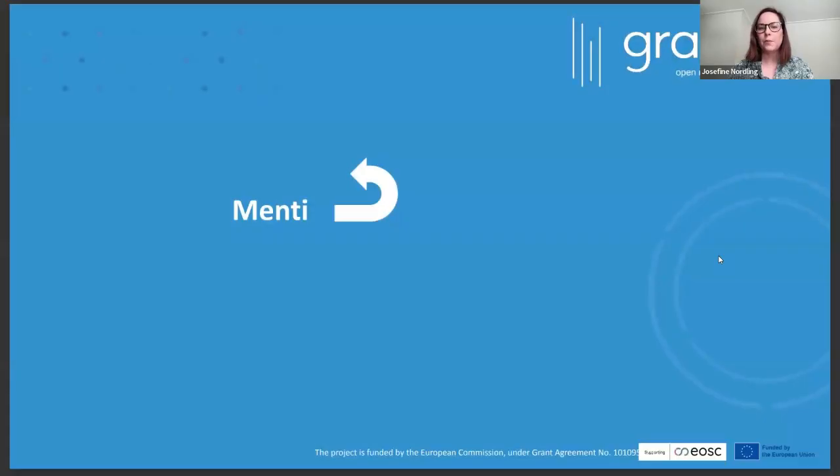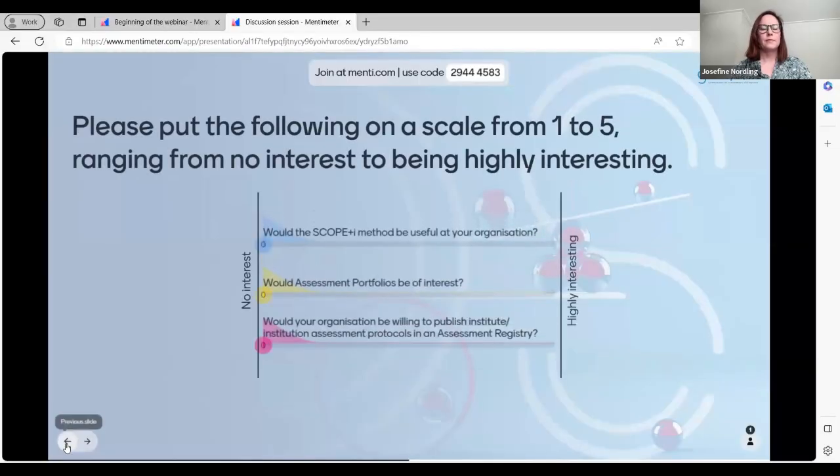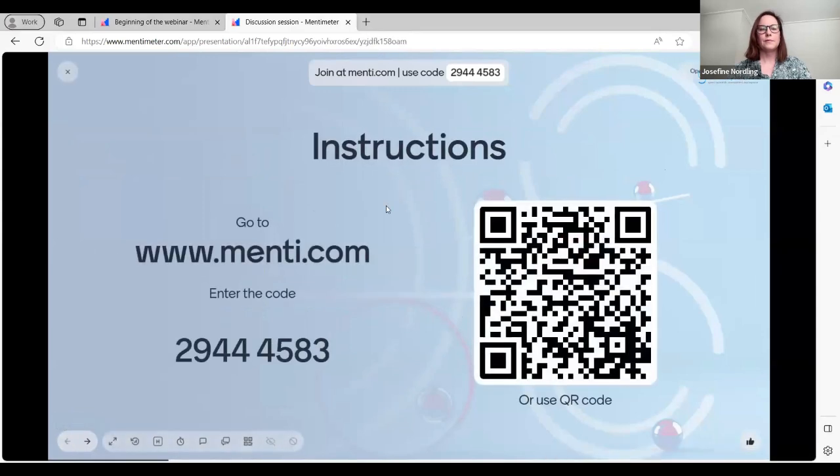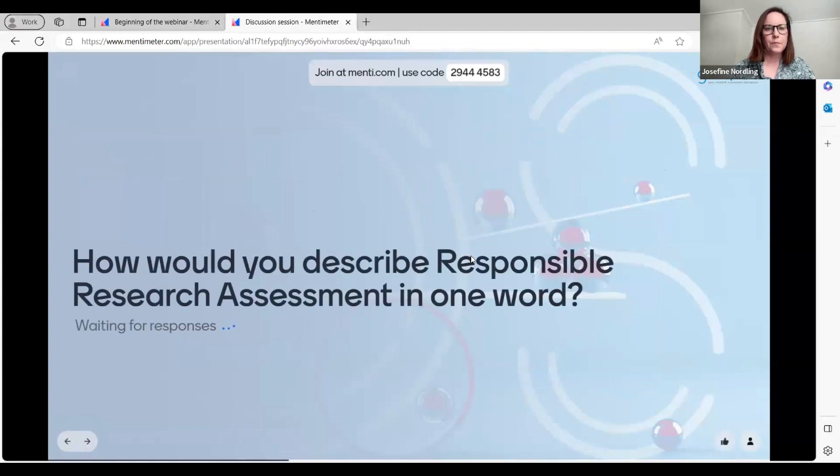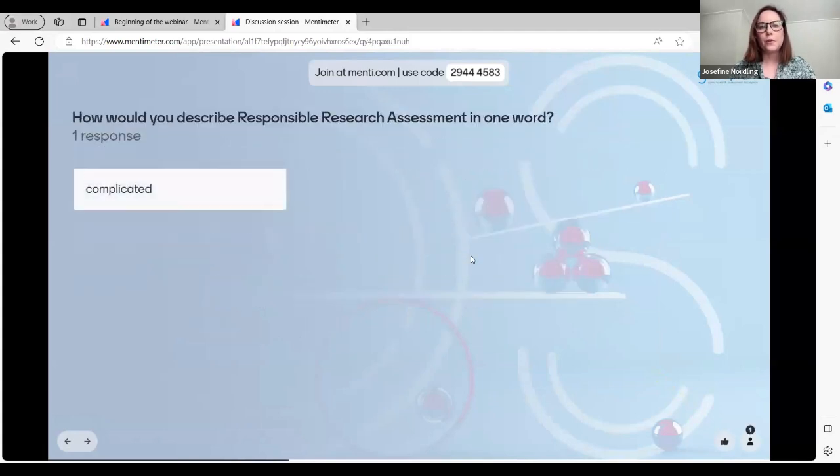And I think we have the Mentimeter next. So you probably noticed that there is a different code for this part of the Mentimeter. It's 2944583.